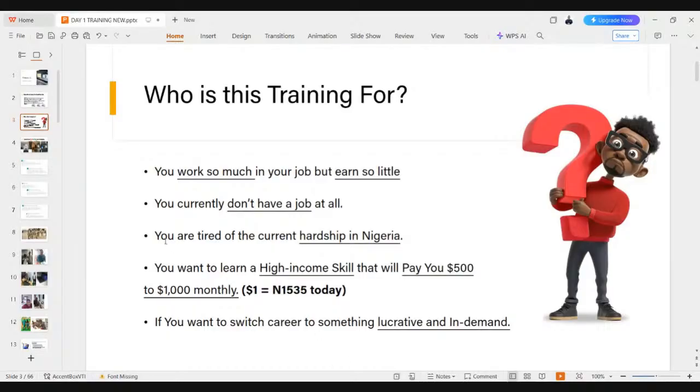The next thing I need you to know: if you are tired of the current hardship in Nigeria... I don't really know if Nigeria is hard again because God has helped my life. But if you think Nigeria is hard and things are going up these days, when I go to the market and they say the price has increased, I just pay, because there's some capacity. But if the country is showing some of us shege and you are tired of the hardship, this training can change your life. UI/UX design changed my life, and I'm very sure it can change yours. So if you are tired of the hardship in the country, this training is for you.